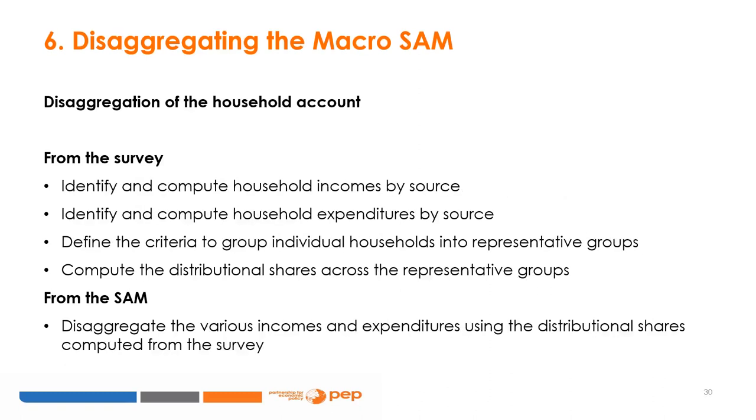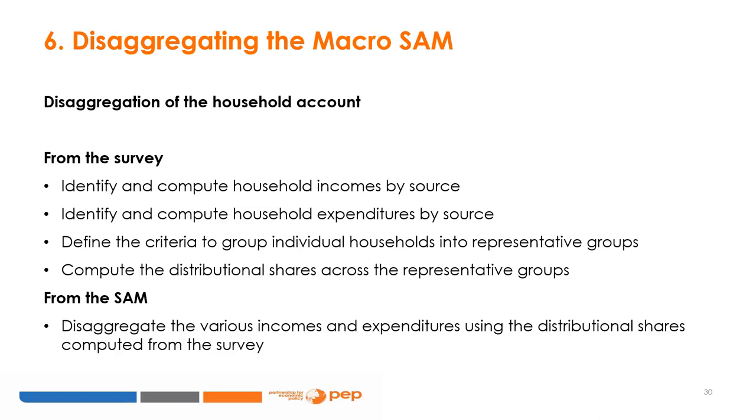Disaggregation of the household account. From the survey, identify and compute household income by source. 1. Wage and self-employment earnings by labor category. 2. Capital revenues, for example, net activity incomes, dividends, interests, etc. And 3. Internal and external transfer revenues.